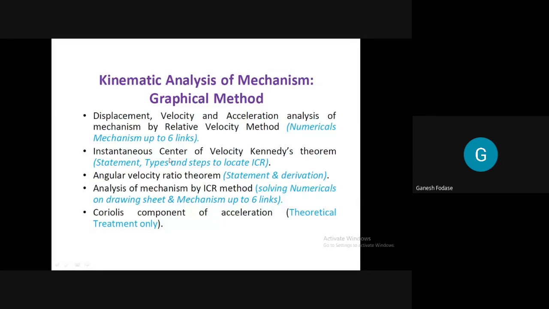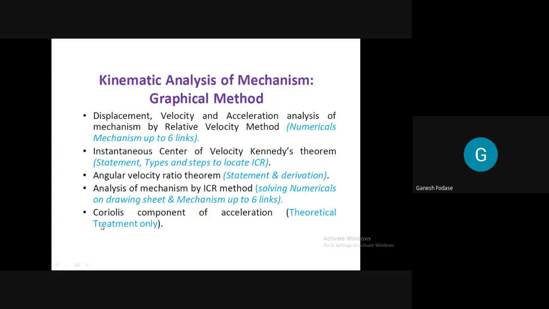Then the second one is instantaneous center of velocity, that is the ICR method. We need to discuss the theory topic, the angular velocity ratio theorem derivation and statement, and we need to solve a numerical on this topic by ICR, again up to 6 links. Klein's construction is not in this syllabus. It is another method to get a solution by graphical method, but it is not in the syllabus. So don't prepare that topic.